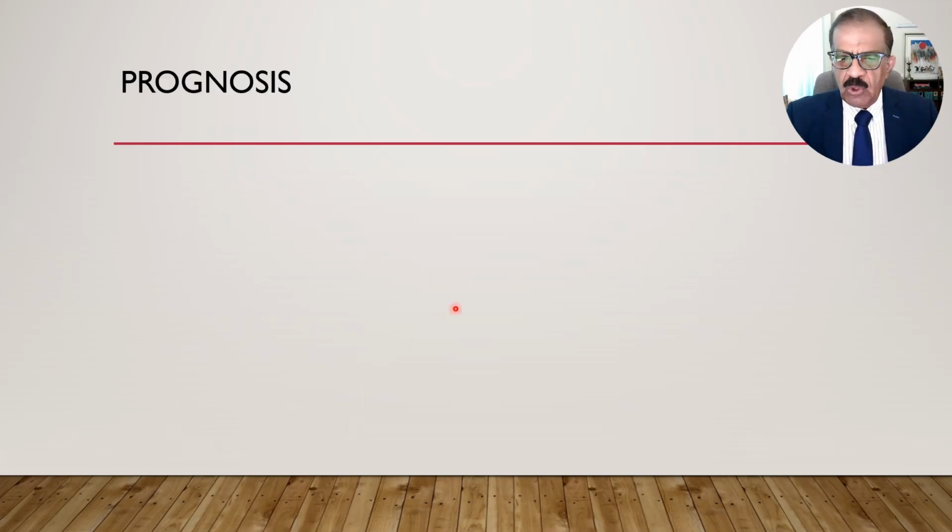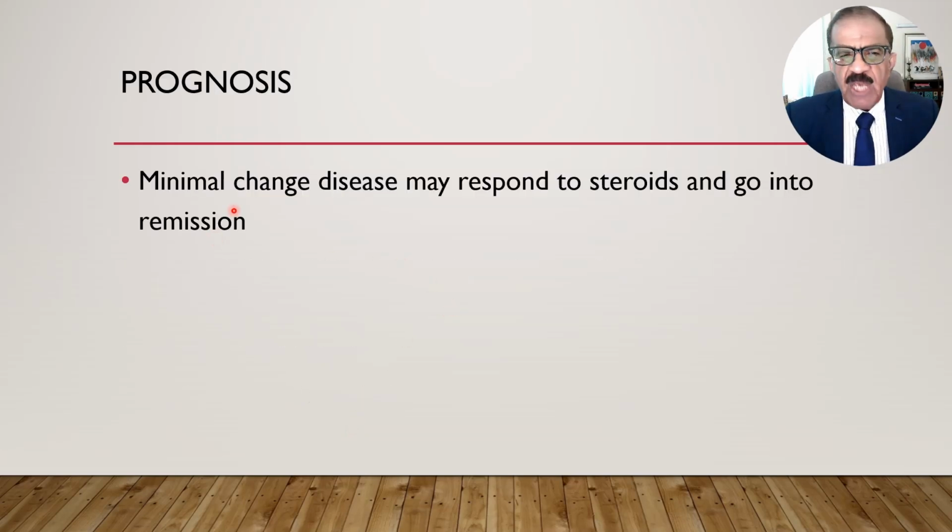So prognosis, minimal change disease. As you remember, there's a list of causes of glomerular diseases. One of them is minimal change disease, which is one of the types of post-streptococcal glomerulonephritis. This has got the best prognosis because the chances of response to steroid is maximum in these patients. And they may go into remission, and on minimal dose of immunosuppressant, they may stay in remission for long.